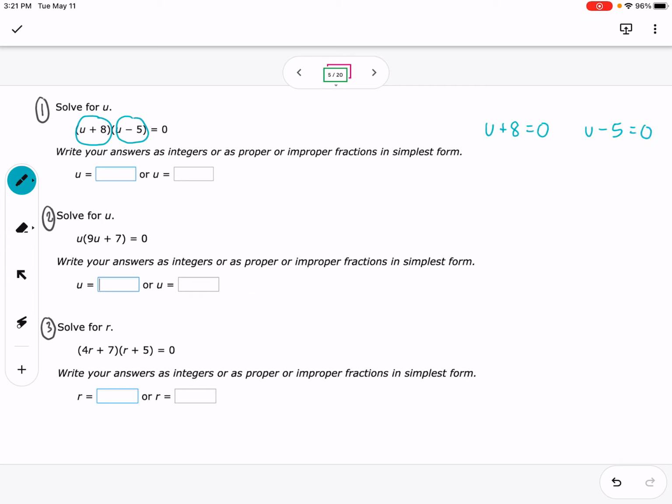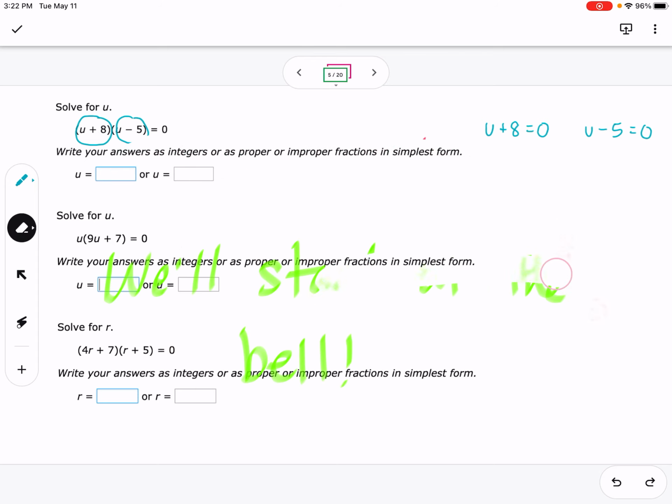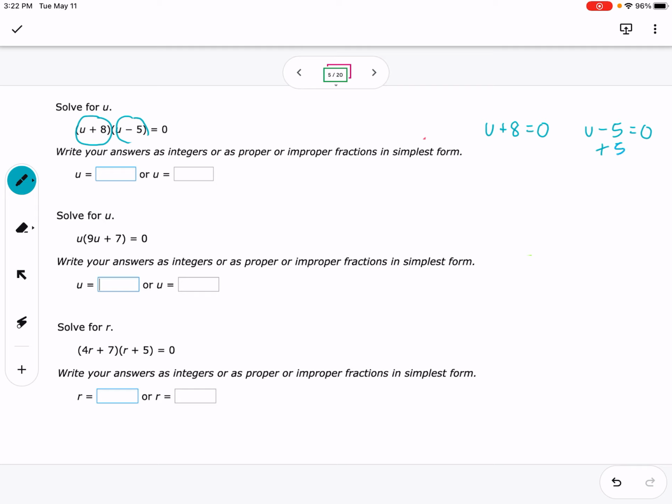So how do I find out what u equals then? Let's look at this one first. What would u have to be here in order for u minus 5 to equal 0? Well, u would have to be 5, because 5 minus 5 equals 0. When I add 5 to both sides, look what I get. I get u equals 5, which makes sense.